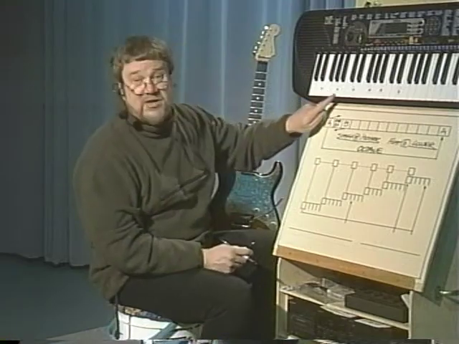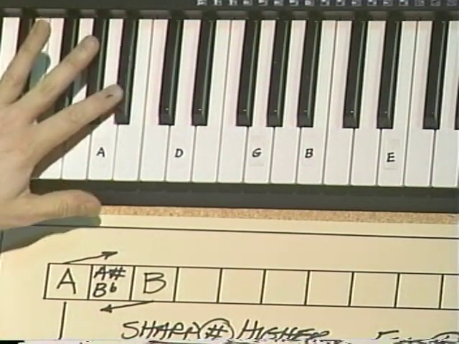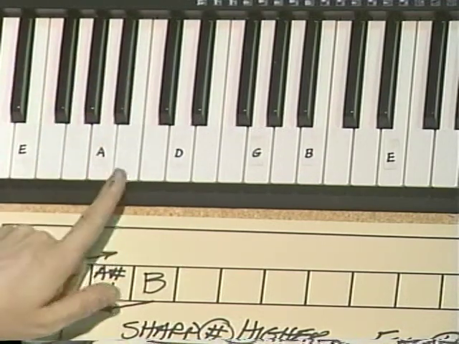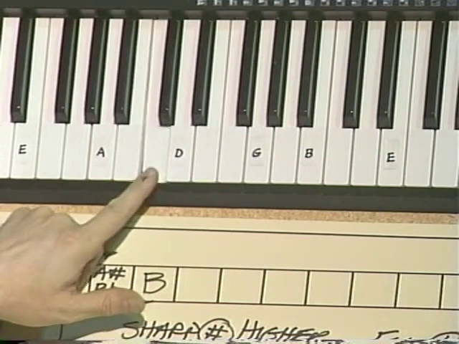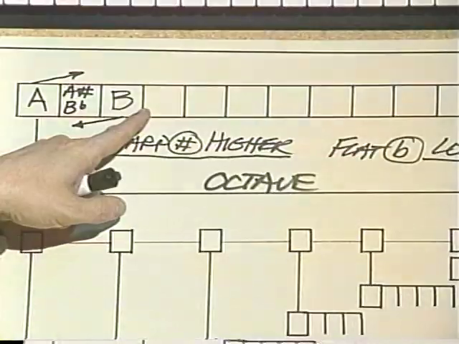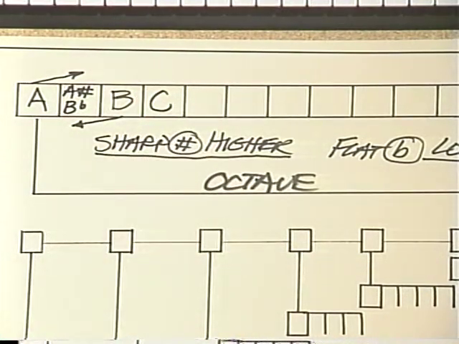Again, look at the piano keyboard up here. Here's A. Here's A sharp, B flat. Here's B. Look what happens next. There's two white keys in a row. There is no black key in between B and the next note. So interestingly enough, the very next note higher in pitch than B is C. There is no sharp and flat note in between B and C.